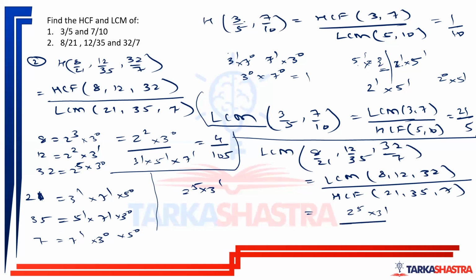For the HCF, not the highest power of 3 but the lowest power of 3, the smaller power, is 3 raised to 0. The lowest power of 5, the smaller power, is 5 raised to 0. The lowest power of 7 is 7 raised to 1. So how much is this? 32 into 3, that is 96 by 7. This is how you can calculate the HCF and LCM of fractions.